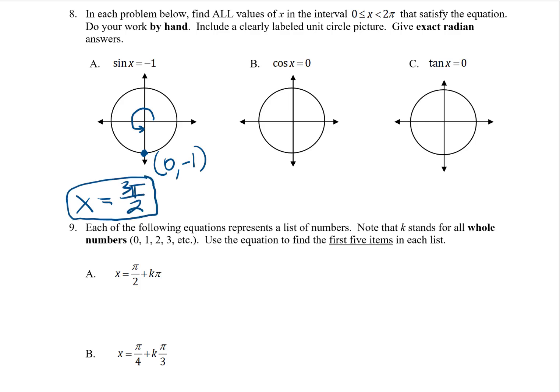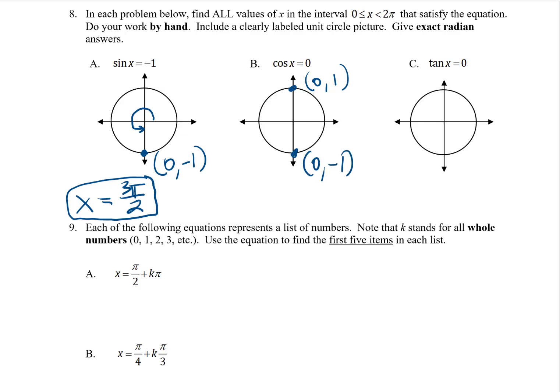Part B, cosine x equals 0. Again, zeros, ones make me think of the unit circle with sine and cosine. So cosine represents the a coordinate on the unit circle. I need a point 0 comma something. There are two of them. One of them is right here, 0 comma 1. The other one is the one from part A, 0 comma -1.